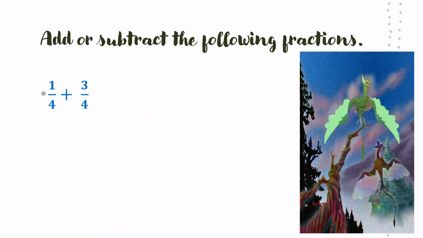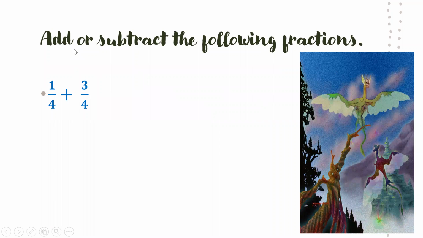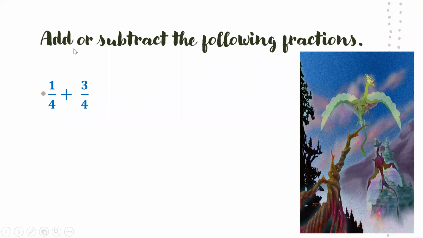So how do we add or subtract similar fractions? Number one example, 1/4 and 3/4. To add 1/4 and 3/4, we copy the same denominator and then add the numerators. So 1 plus 3 is 4 over 4. And then we simplify: 4 divided by 4 is equal to 1. So the final answer is 1.